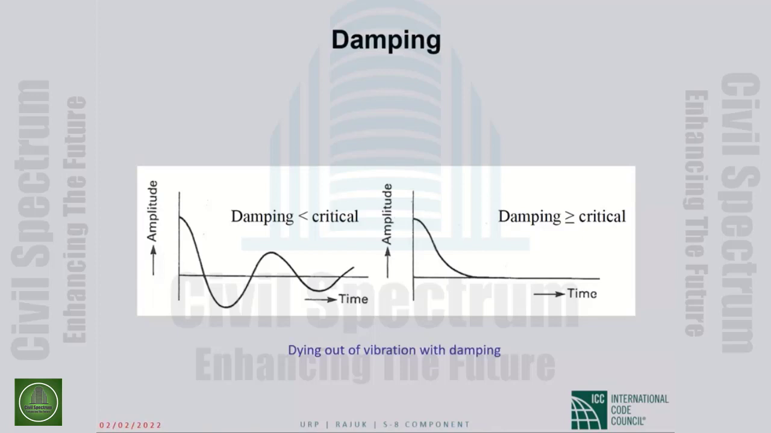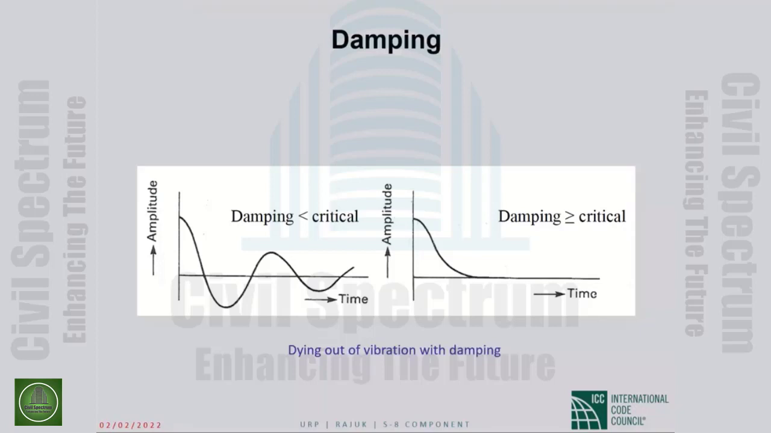In the case of the pendulum, the damping is produced by friction with the air. In a building, damping is produced by the damage that is sustained in the process of going through an earthquake.